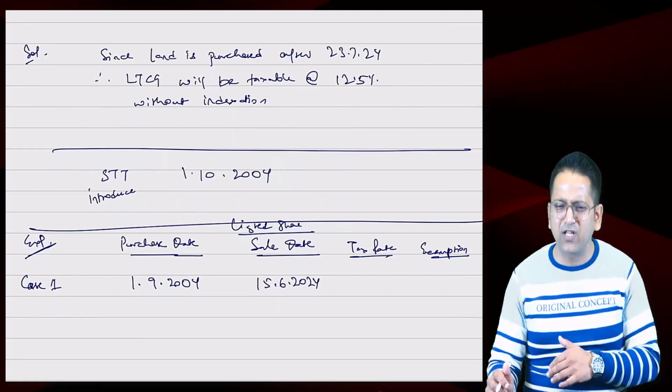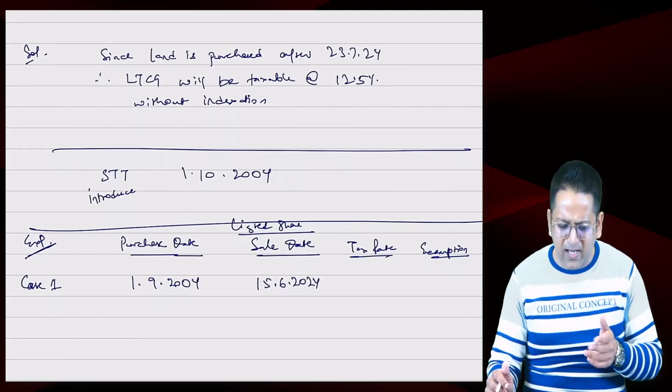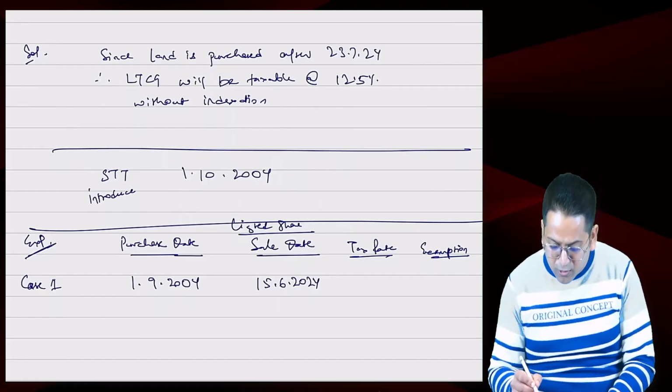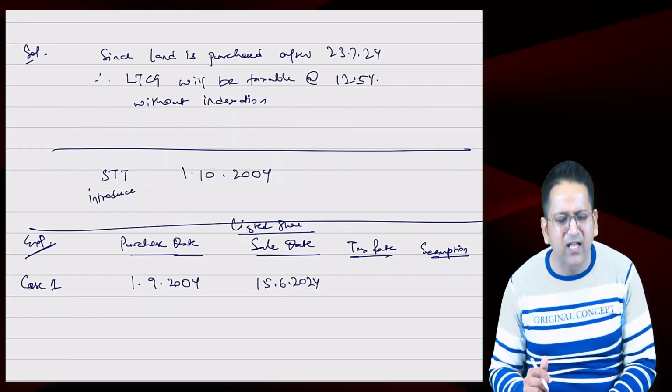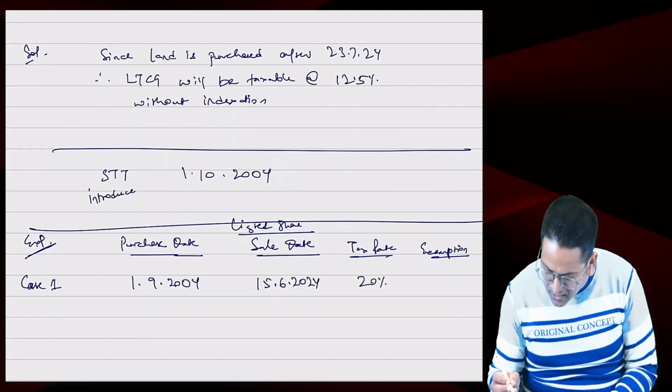Okay? We will not get the benefit of section 112A because it is not there in section 112A. If it's not there in 112A, then what will happen? Do you know what the rate was before the 23rd of July? 20% was the tax rate. So our rate will become 20%. Exemption? No.